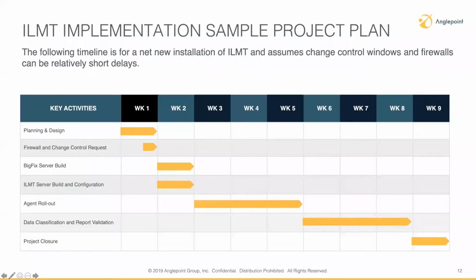These are a couple of simple sample timelines, and of course the timelines can vary, but it gives you a flavor for what some of the steps are in setting up an ILMT. In the planning phase, we build the server first and push out the agents. There's quite a bit of work on data classification and validations and so forth. Those are some sample steps there.